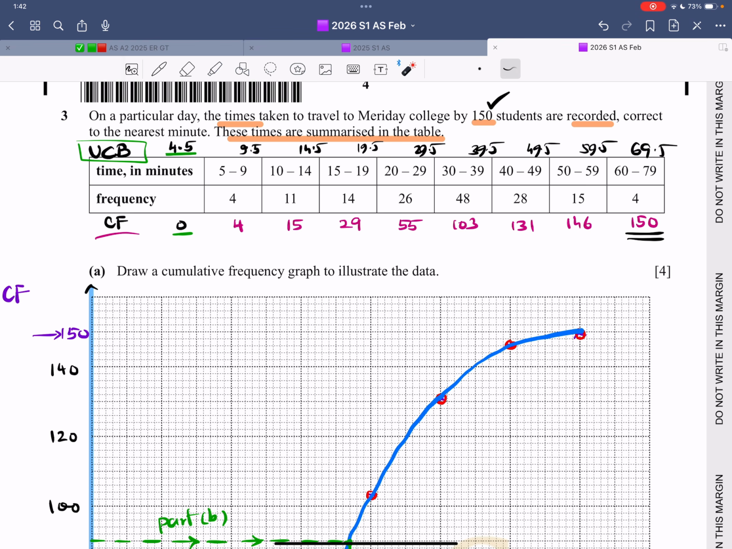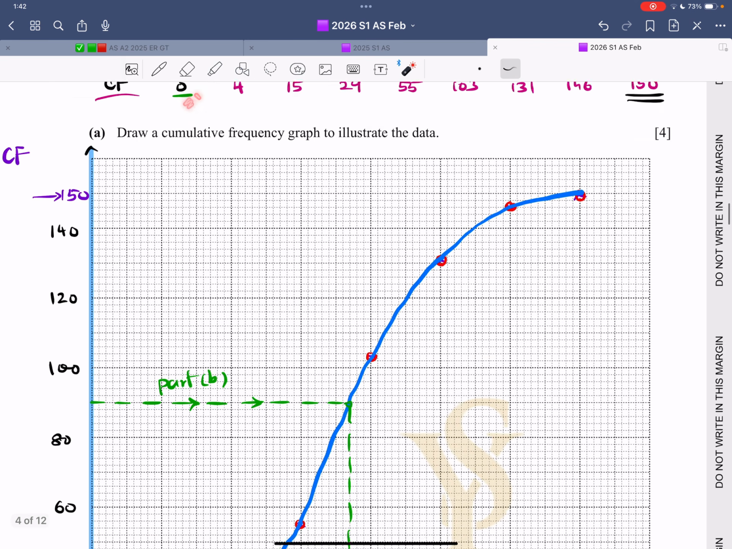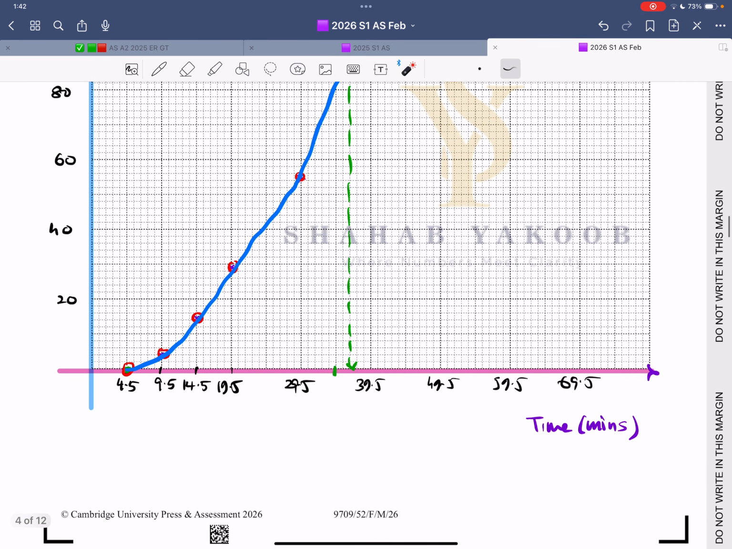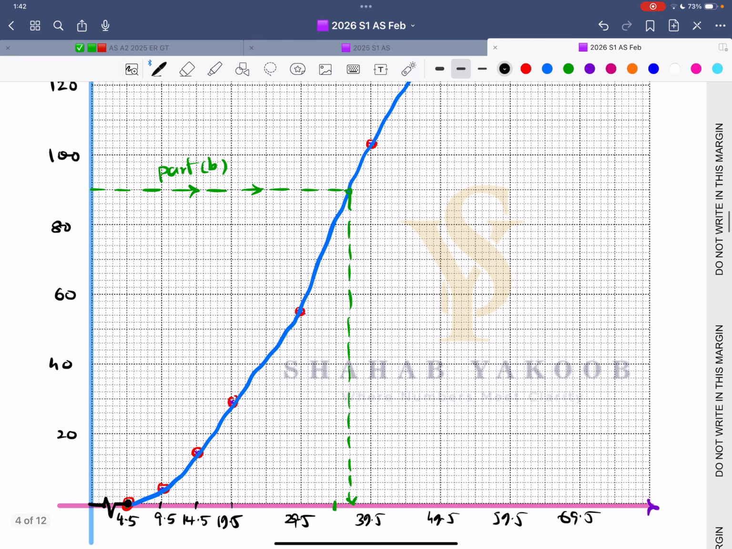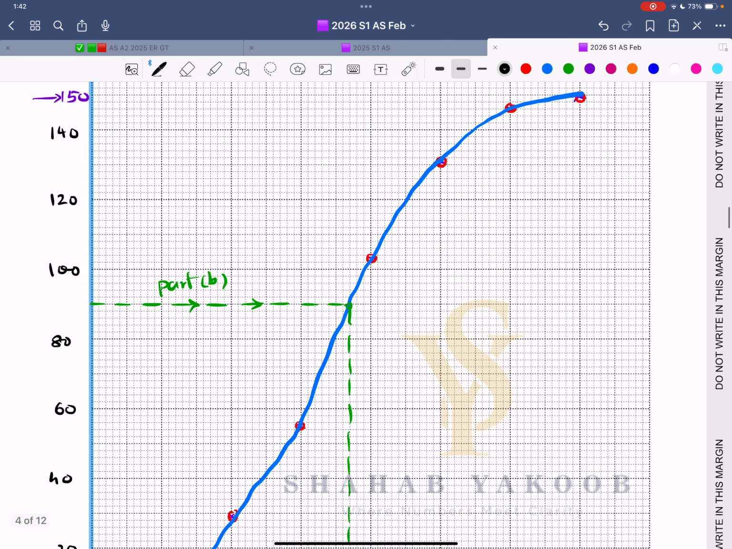Now also take care that this 5 becomes 4.5. Is there anybody who is taking a time lesser than 4.5 minutes? No. So this point is very necessary because it will be touching the x-axis. And I can draw a jagged line. I'm starting from 4.5. Horizontal axis can be compressed. Vertical, never. Whether it's histogram, cumulative frequency, or even a bar chart, never.